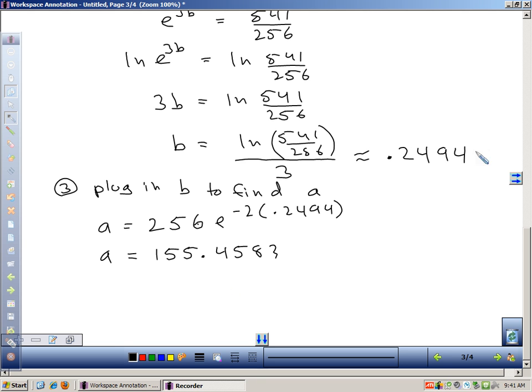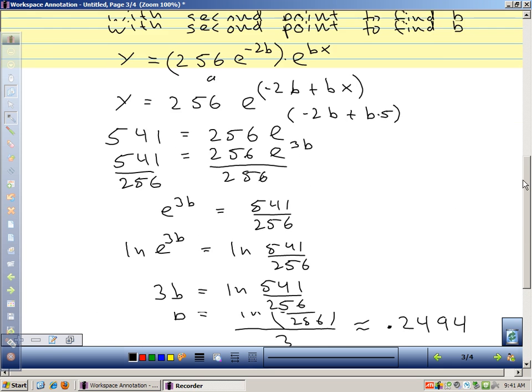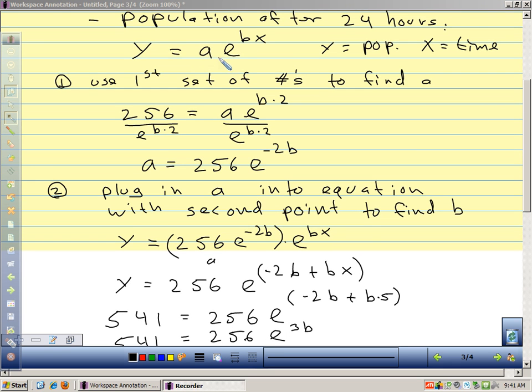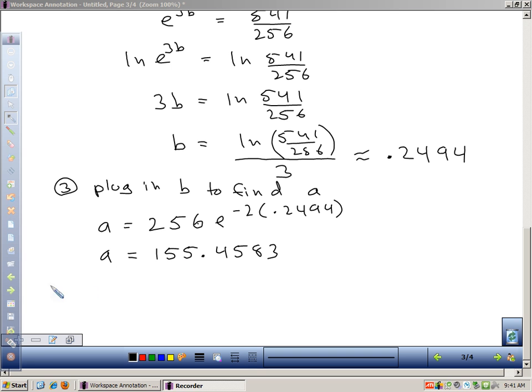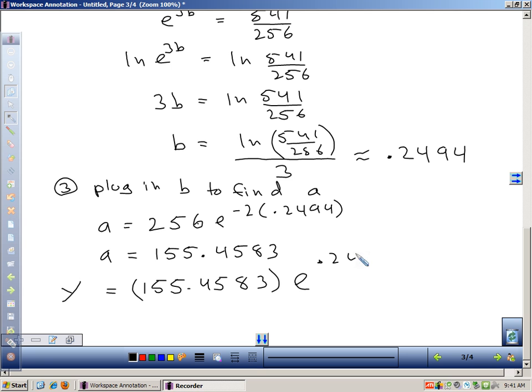Now I have a and b for my exponential model. My original model was y equals a e to the bx. I know a and I know b, so now I have my equation. So finally, we can say y equals 155.4583 e to the 0.2494x is our growth model for this bacterial growth.